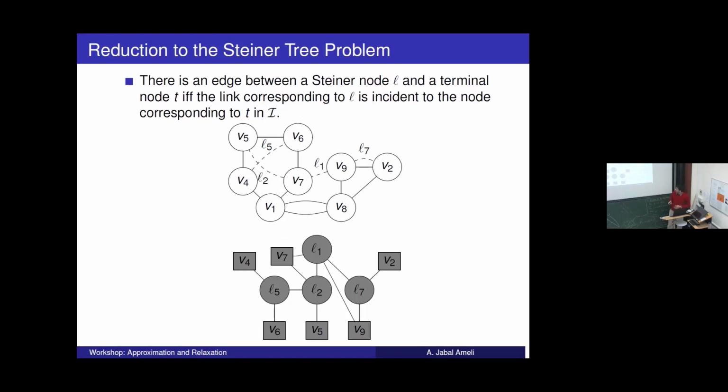And the second type of edges are the edges between the terminals and Steiner nodes, which are defined as follows. If there is a terminal T in which the corresponding node to T is incident to a link L, then T and L are adjacent. And finally, we have no edges between the terminals. So terminals form an independent set of nodes.